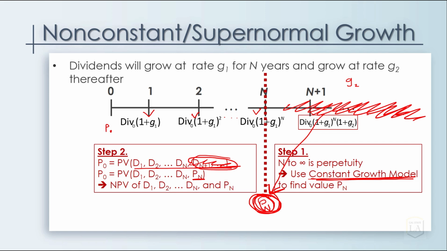Then what it means is the value of the firm in year 0 would be the sum of all the dividends until year n, and the latter dividends are taken care of in P sub n as well. So if we take the sum of the present values of all these things, then we are able to compute the value of the stock in year 0. Let me reiterate it.